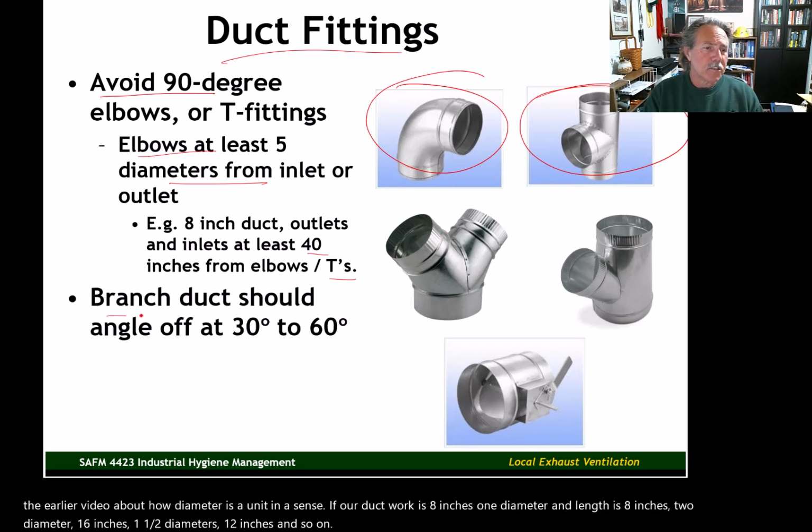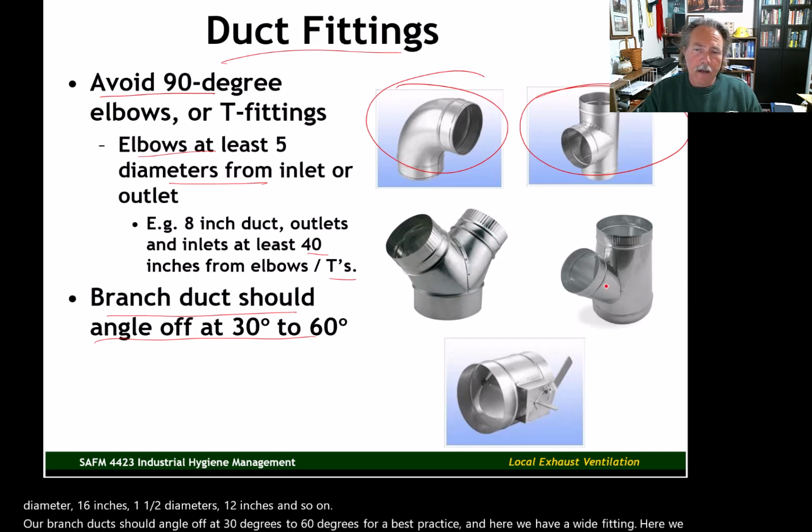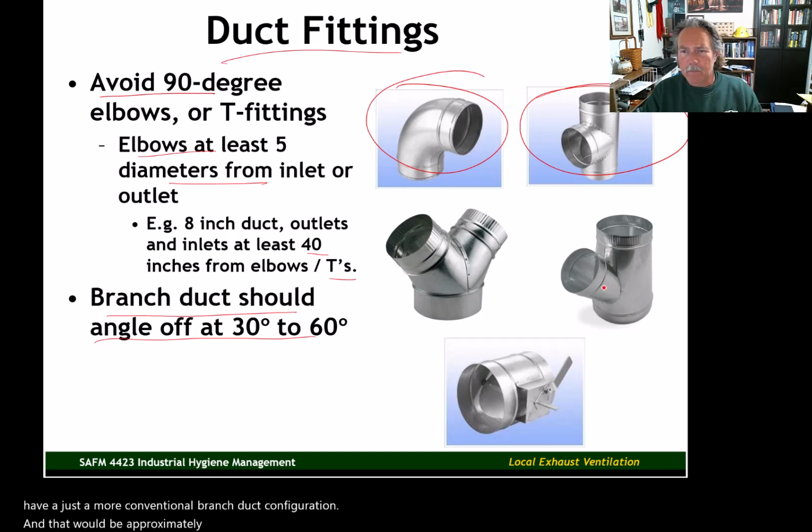Our branch ducts should angle off at 30 degrees to 60 degrees for a best practice. Here we have a Y fitting. Here we have just a more conventional branch duct configuration, and that would be approximately 60 degrees there.